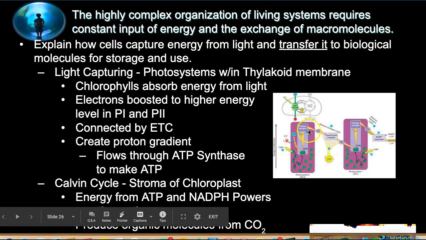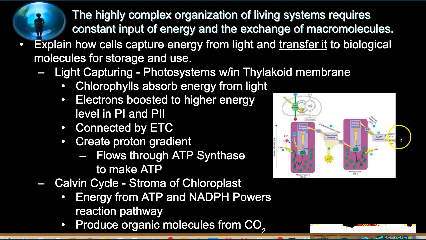Along the way, this electron transport chain is making ATP very much the same way as it occurred in cellular respiration. And that NADPH is going into the Calvin cycle. In the Calvin cycle, again, you have a number of intermediates along the way. You don't need to know all of them. You don't need to know the numbers. Just know that this is that transfer of energy.